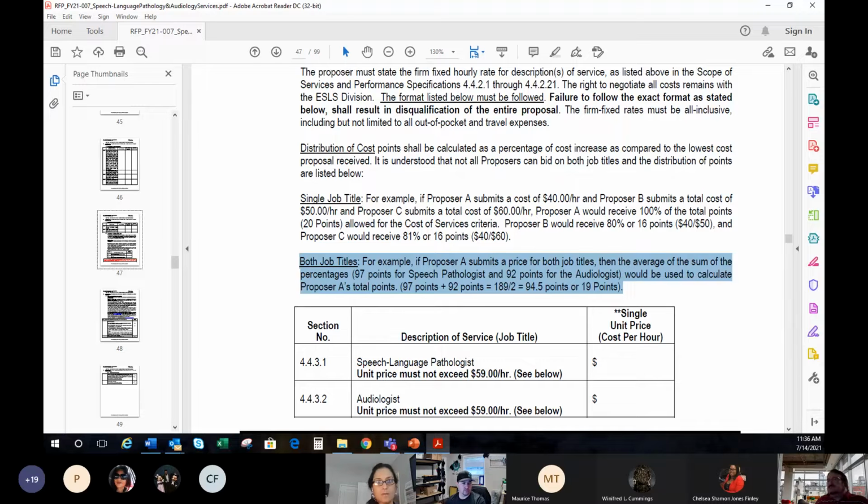So again, total points, 97 points plus 92 points equals 189. This is hypothetical, okay? So it's just showing you how we would do this. So 97 points plus 92 points equals 189 points, divided by 2 will give you an average score of 94.5 or 19 points. We like to round up whenever it's needed, so that you get the correct points for that section.